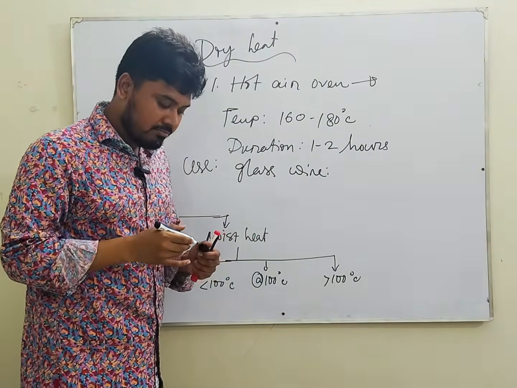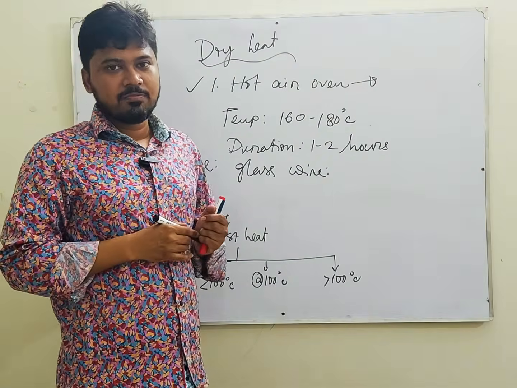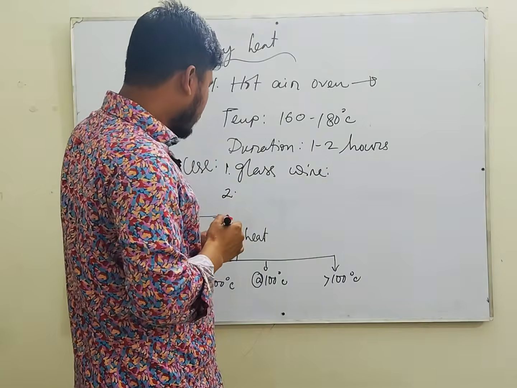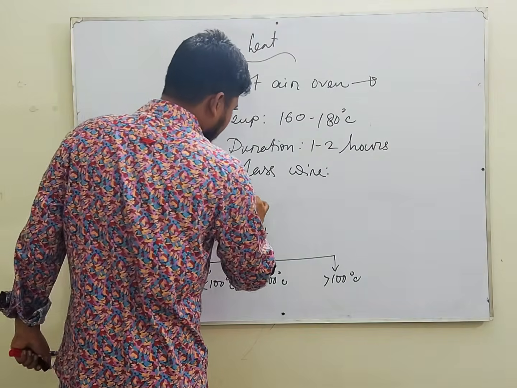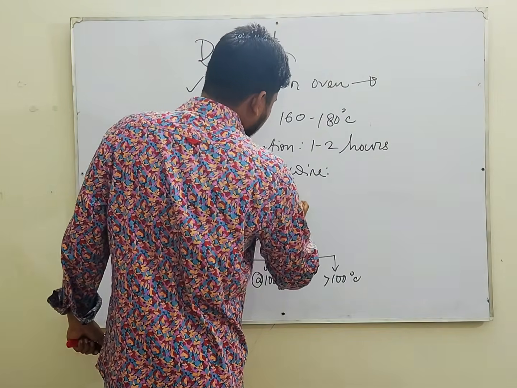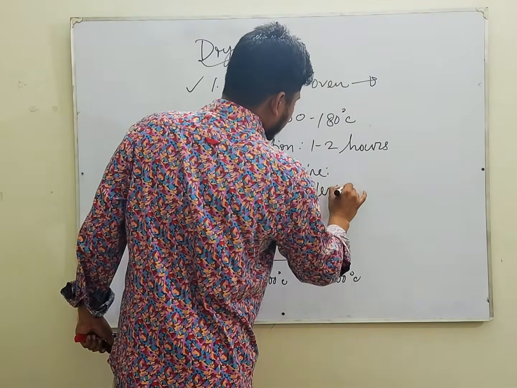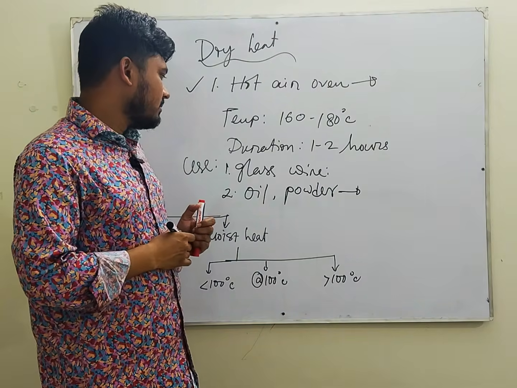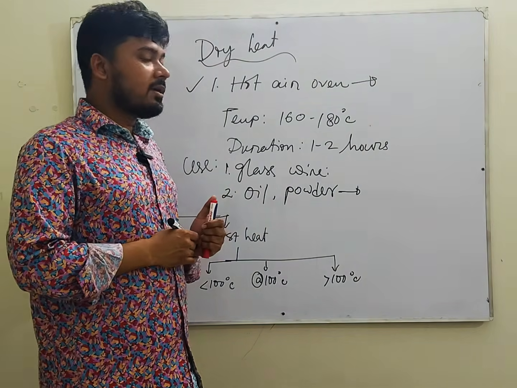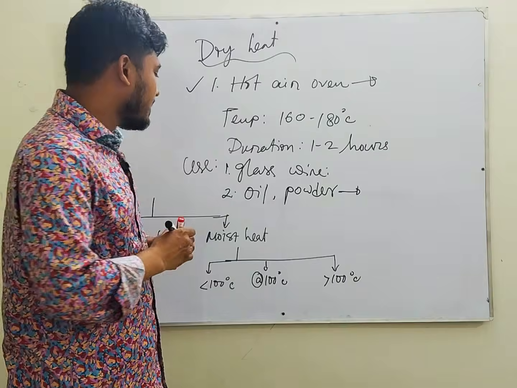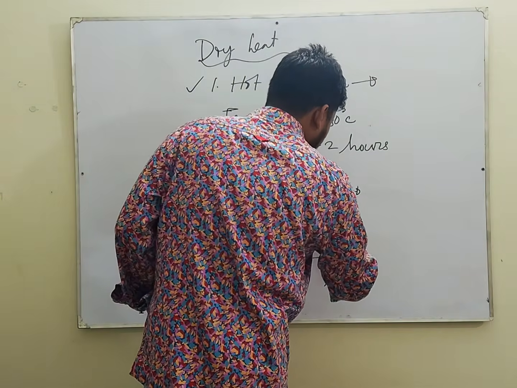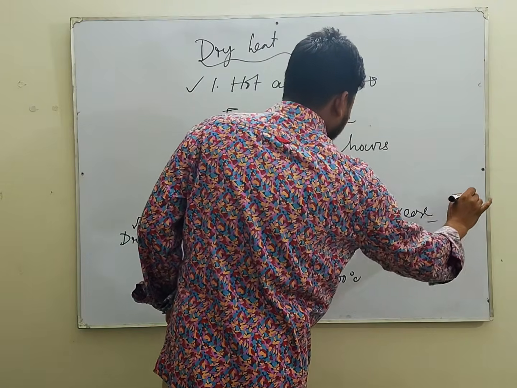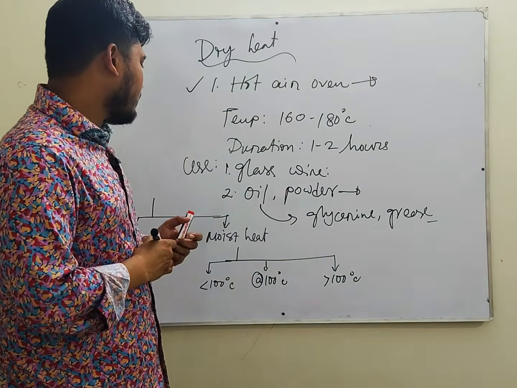Glasswares like test tube, petri dish, beaker, glass pipette, etc. Number two, oil and powder like substances are also sterilized by hot air oven. Powder like agents and oil like glycerin, grease are sterilized by hot air oven.